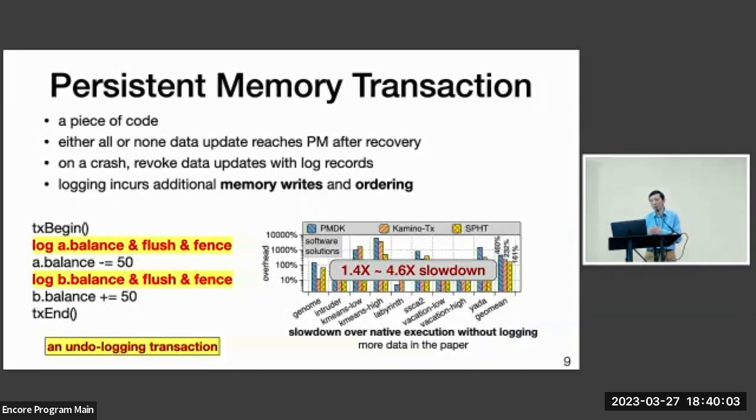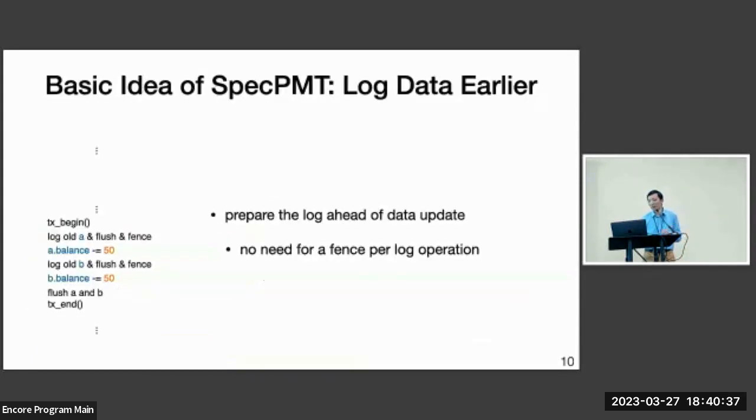Now, the problem with this is that the log takes time and incurs lots of memory writes and ordering problems. Here are some measurements using the Intel PMDK library. That could cause 1.4 to 4.6 times slowdown. There have been some efforts trying to reduce the overhead, but even with those, the overhead is still very substantial, over 160%. Now, the basic idea of SpecPMT, which is our work, is to log data earlier.